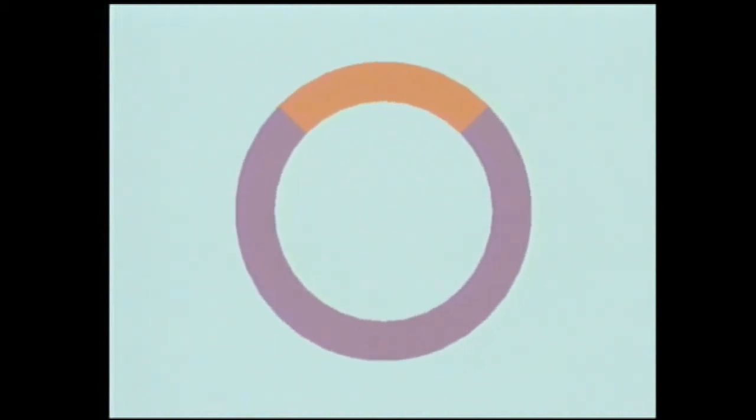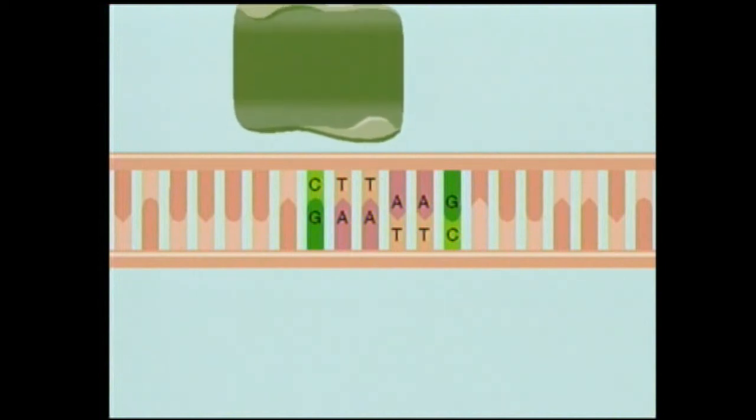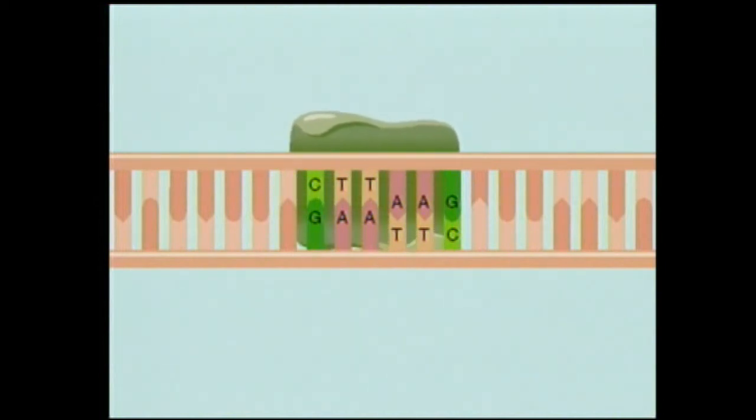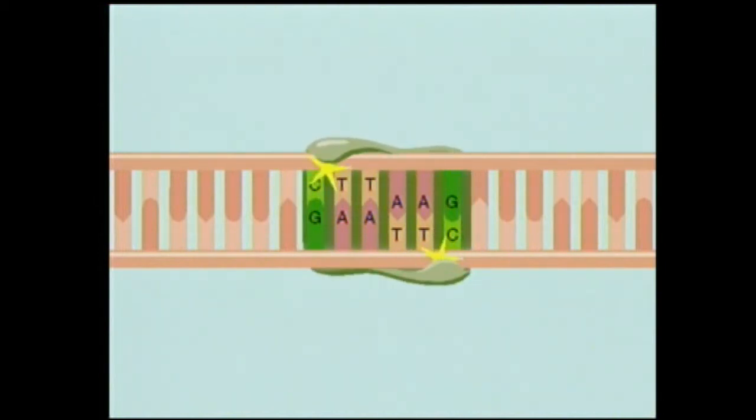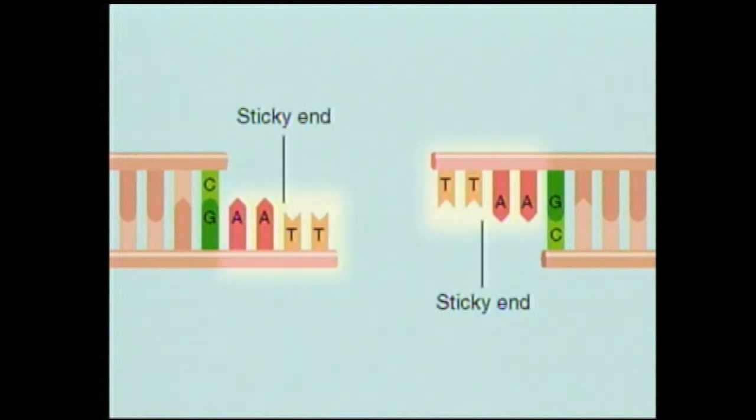The plasmid DNA is removed from the bacterium and treated with the enzyme used to isolate the human insulin gene. The enzyme cuts the plasmid DNA at the GAATTC sequence. The two ends are sticky, just like the ends on the human insulin gene.